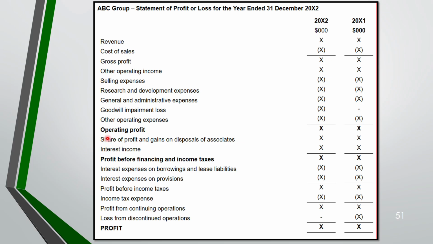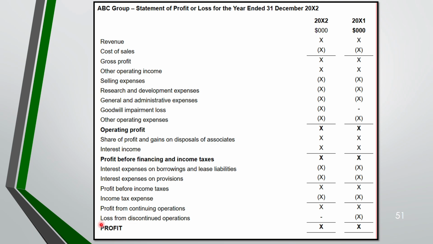Remember this, till operating profit, it is the operating category. Then we moved on to the share of profit and interest income. Here we are in the investing category. Okay. So profit before financing and income tax. Then we take all the financing. All these are financing parts. Interest expense on borrowing, interest expense on provision, profit before income tax expense, profit from continuing operation. Till here you are in this category. And then once you reach income tax expense, this is your income tax category. And then loss from discontinued operation. This is your discontinued operation category.